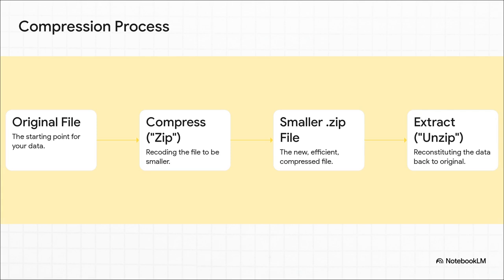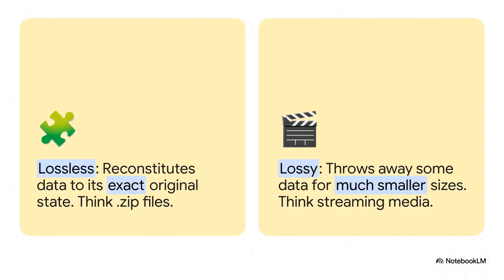At its core, data compression is just a smart technique for recoding the information in a file so it takes up less space, so it uses fewer bits. Then, when you or someone else needs the file, you just unzip it and it's all back to normal. And there are really 2 main flavors of this. First, there's lossless compression. This is like perfectly packing a suitcase. Everything you put in comes out exactly as it was. It's perfect for things like documents or program files, where you can't afford to lose a single bit of data.